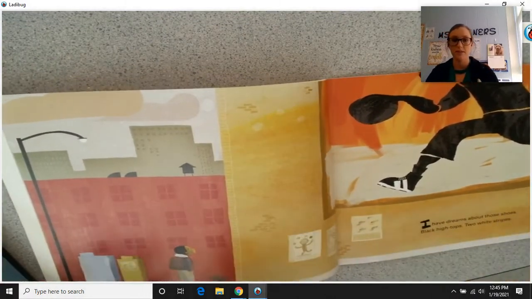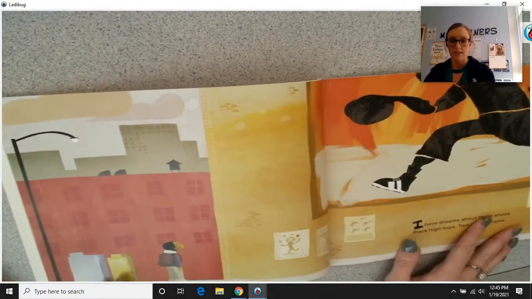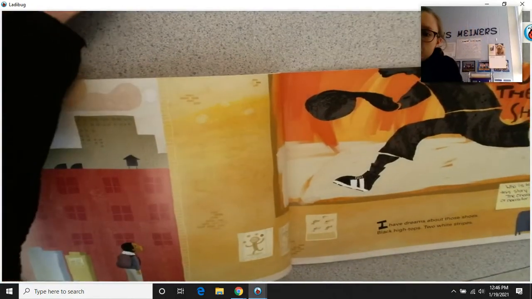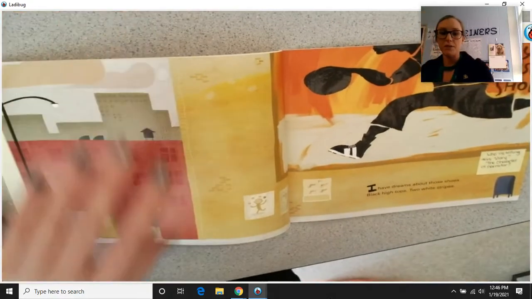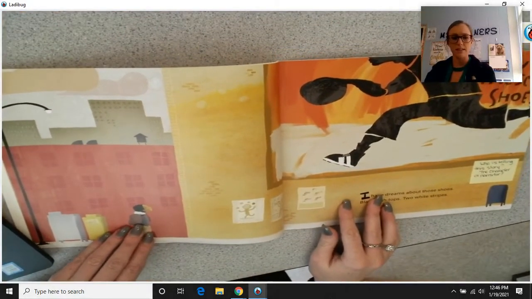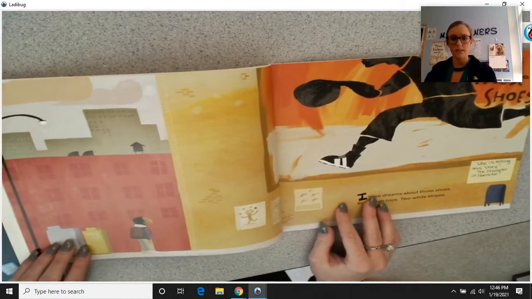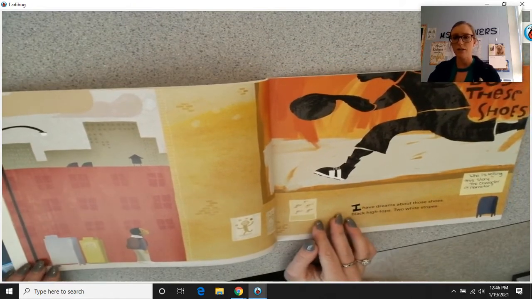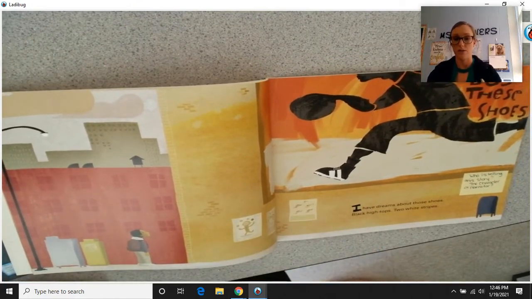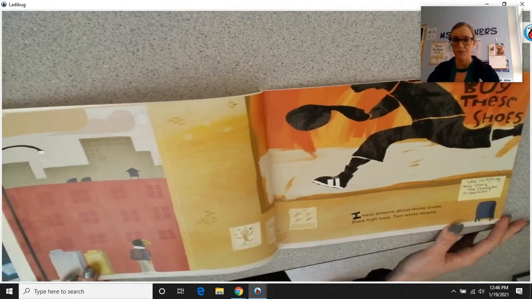All right, so here, let's see if I can center it around here for you guys. So my first question is going to be, who do you think is telling the story? Who is telling the story? Do we have a narrator who is not a character in the story that's telling the story? Or is it one of the characters that's telling the story? And how do you know?